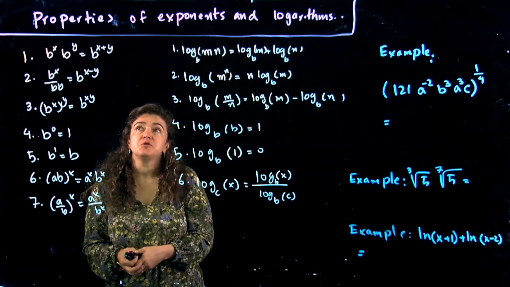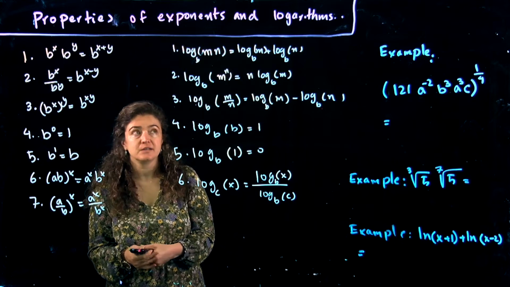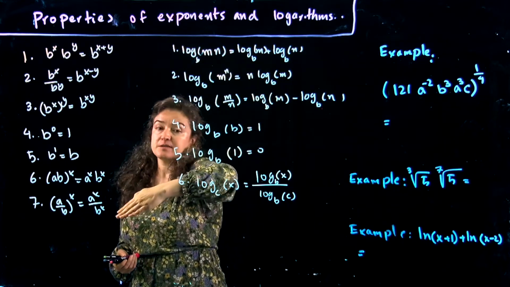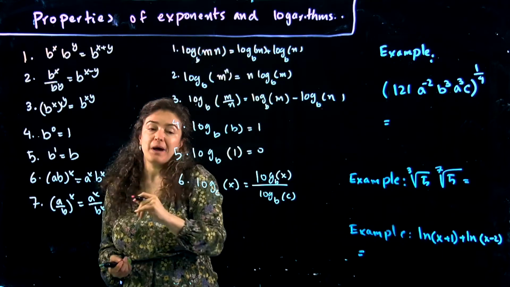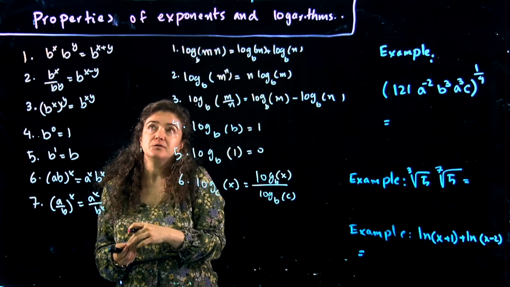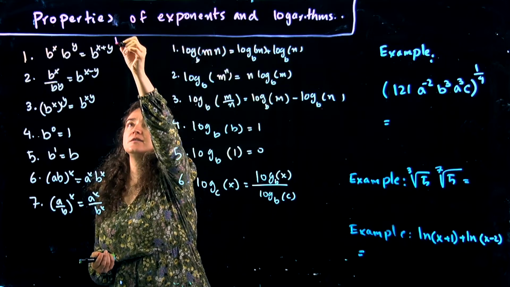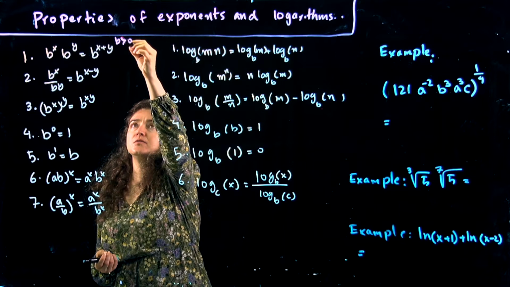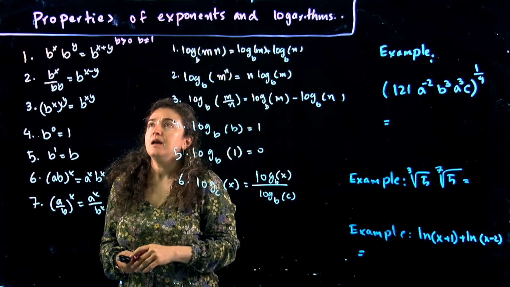In today's lesson, we're going to discuss some properties of exponents and logarithms. First, properties of exponents. The first one: b to the power x times b to the power y is equal to b to the power x plus y, whenever these are defined. So b is bigger than 0 and b is not equal to 1.